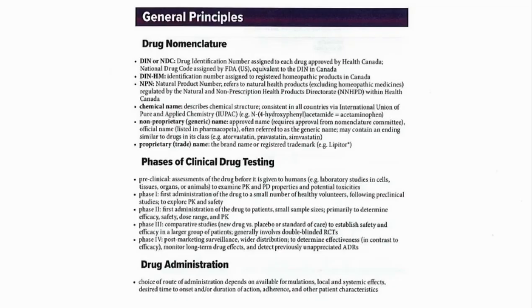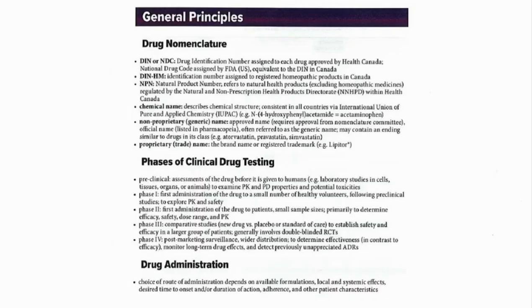Finally, the proprietary name, also known as the trade or brand name, is the name chosen by the pharmaceutical manufacturers. An example is Lipitor, which is the brand name for atorvastatin. Unlike generic names, brand names may differ between countries and manufacturers. Understanding these different naming systems helps healthcare professionals accurately identify medications and avoid prescribing errors.